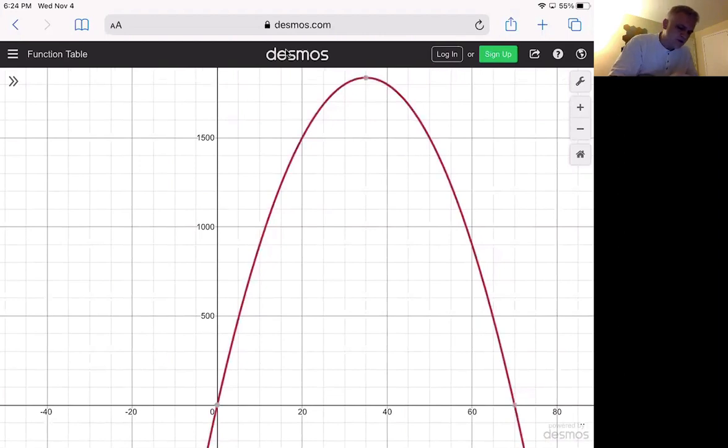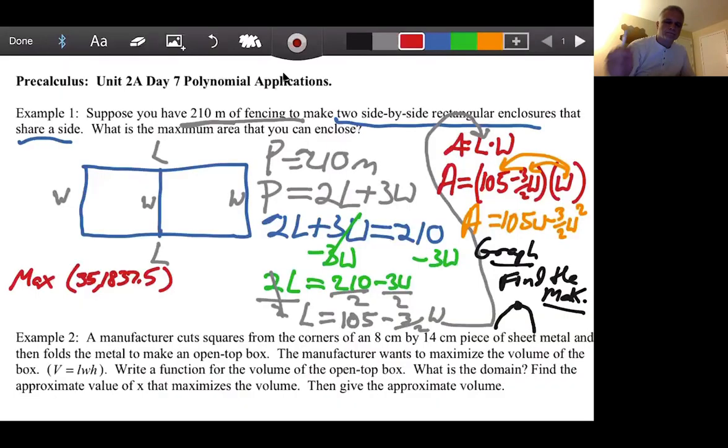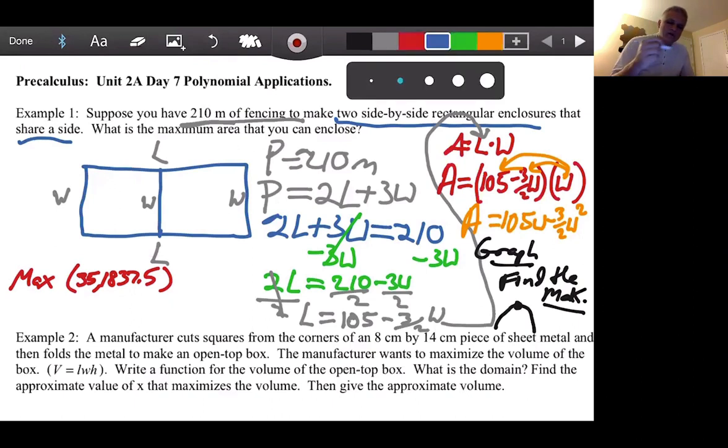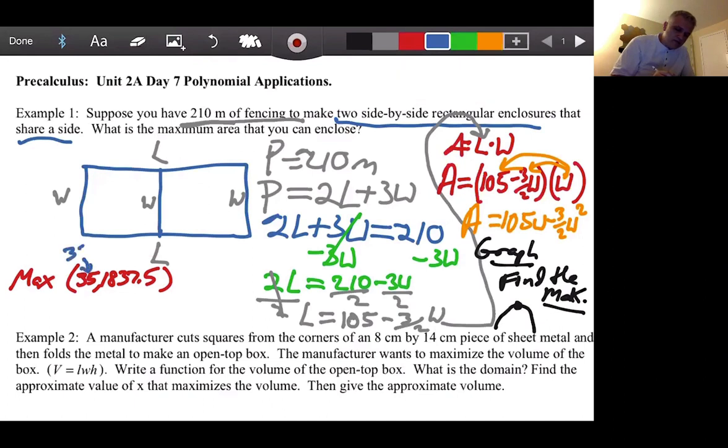And you're hopefully going to get this max, which is at 35, 1837.5. So let's write those down. The maximum point was 35, 1837.5. That was my maximum f of x. So my x, or in this case my w, my width, was 35. My maximum area, or my a of w, was 1,837.5 meters squared, right?